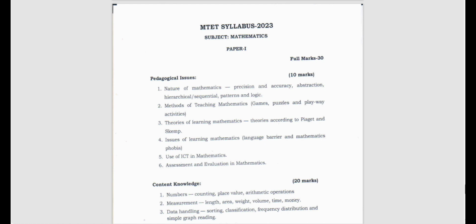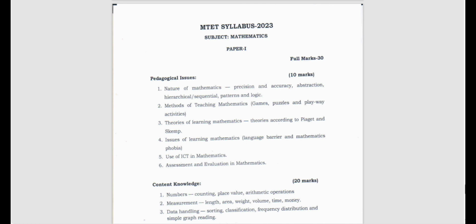Before we do anything, we should always know the syllabus, right? When you know the syllabus, 50% of your work is done, because you don't read unnecessary stuff. You are reading only the relevant stuff, which makes your work easier and more accurate.